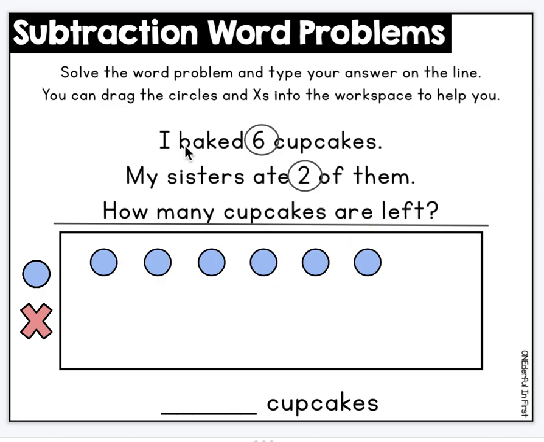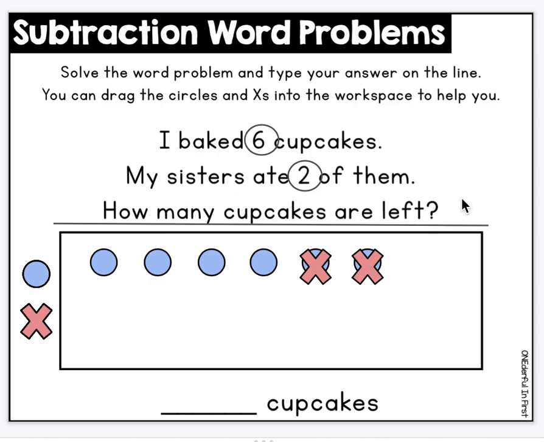Okay. My sisters ate 2 of them, so that means 2 of them are gone. Put an X on those. 1 cupcake gone. 2 cupcakes gone. So now my picture represents the same thing that my problem did. 6 cupcakes, 1, 2, 3, 4, 5, 6. 2 of them are gone. 1, 2. Now it is time for me to solve.